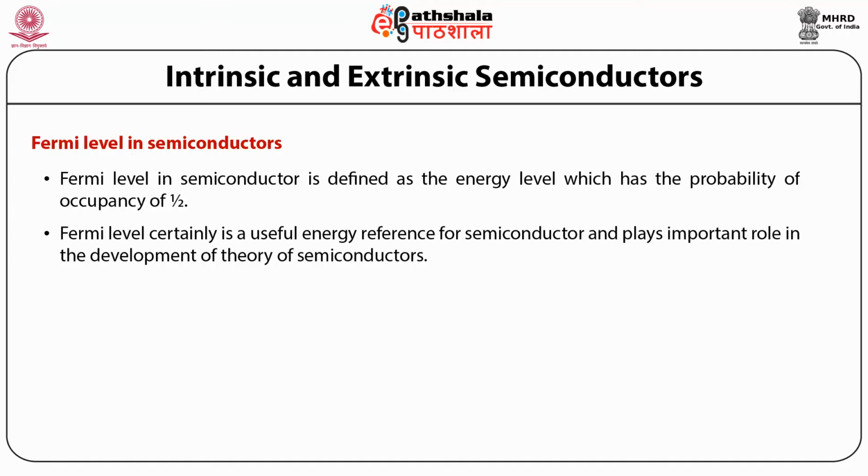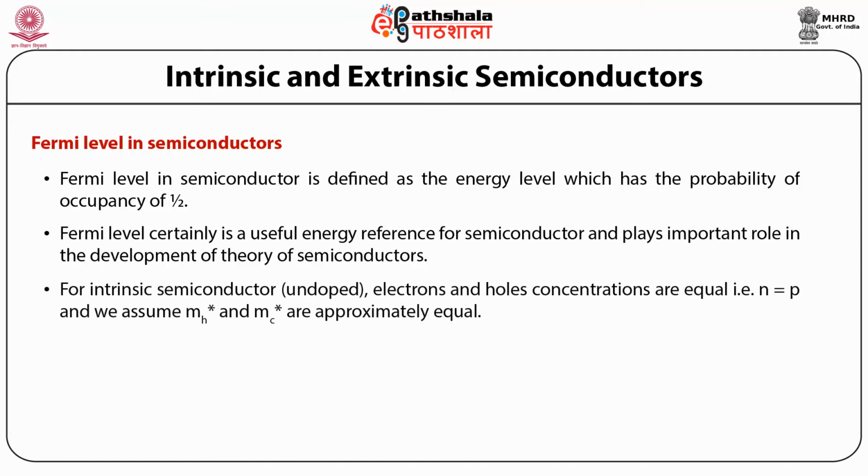Fermi level varies with the doping concentration and temperature, and its position is given by EFi equal to (EC plus EV) by 2 plus 3 by 4 KT ln (mh star by mc star) plus KT by 2 ln (n by p). For intrinsic semiconductor, that is undoped, electron and hole concentrations are equal, that is n equal to p, and we assume mh star and mc star approximately equal. So EFi is approximately equal to (EC plus EV) by 2, equal to EG by 2.